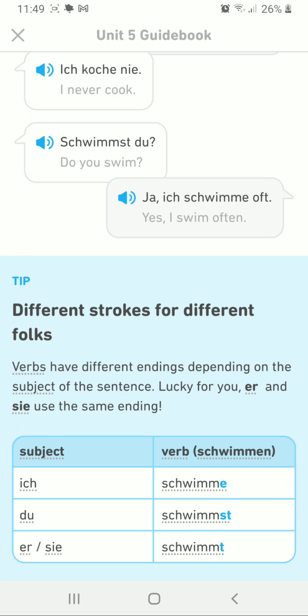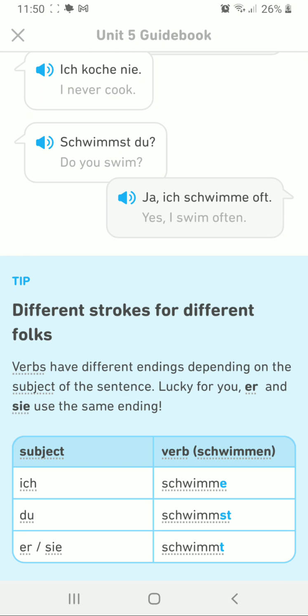So great. So we know how to say I cook, ich koche. I know how to say I swim, so ich schwimme. And I can say you swim also, du schwimmst. And I can also say you cook, so du kochst.